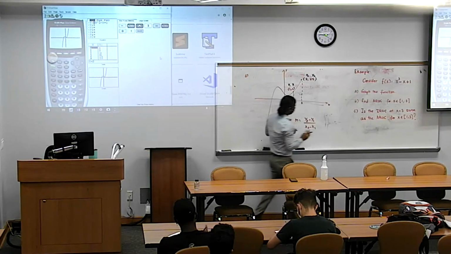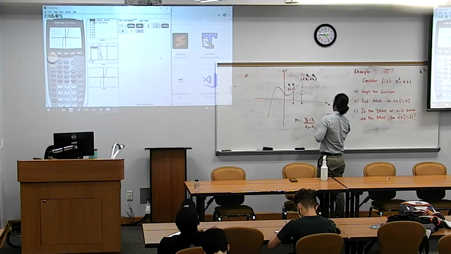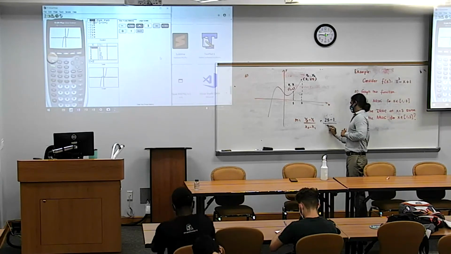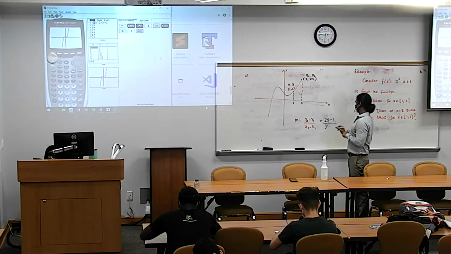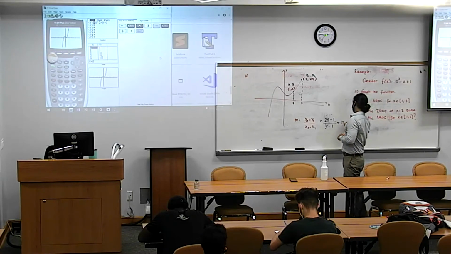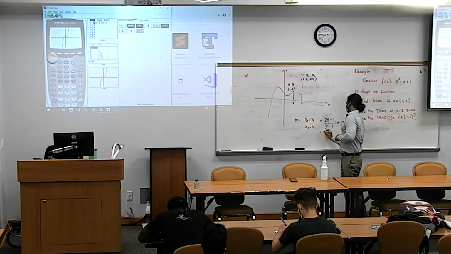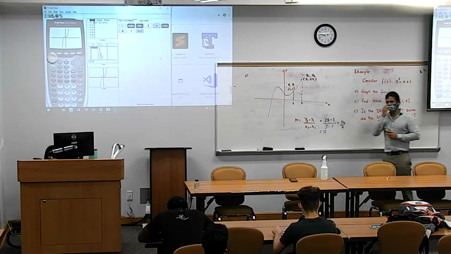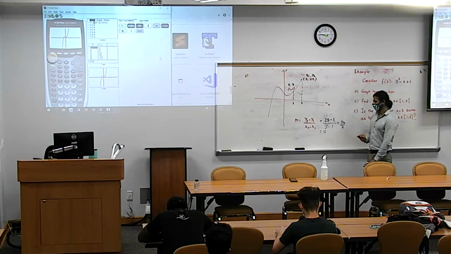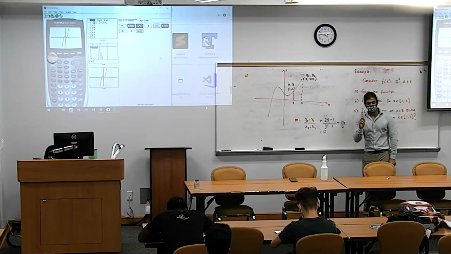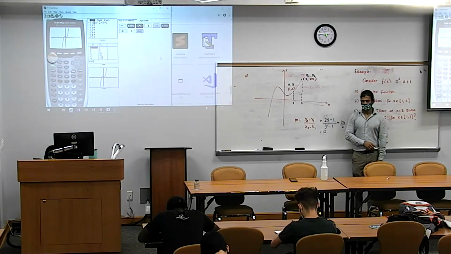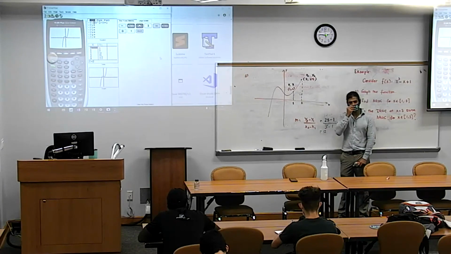So y2 is 25, y1 is 1, x2 is 3, and x1 is 1. 25 minus 1 is 24 over 2, which is 12. Agree? Yeah. 12 is a positive number. So I'm going to conclude that the function is increasing on the interval 1 to 3. Do you agree? Yeah. Is the function increasing between 1 and 3? Yes.